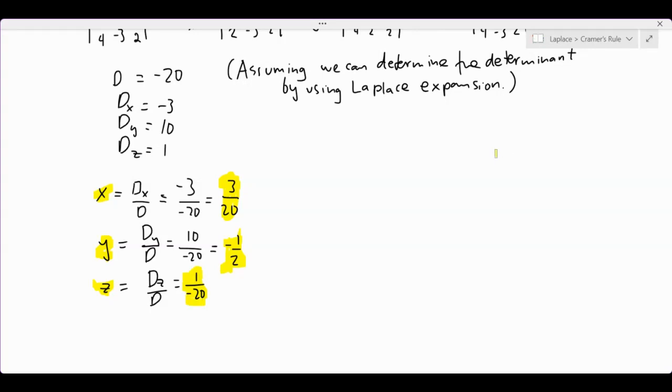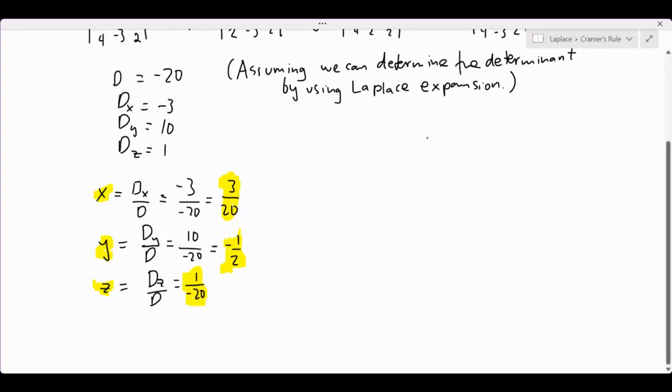And take note that we can actually apply this in other systems of linear equations, especially if you want to solve a system of 4 equations in 4 independent variables, or a system of 2 equations with 2 independent variables.